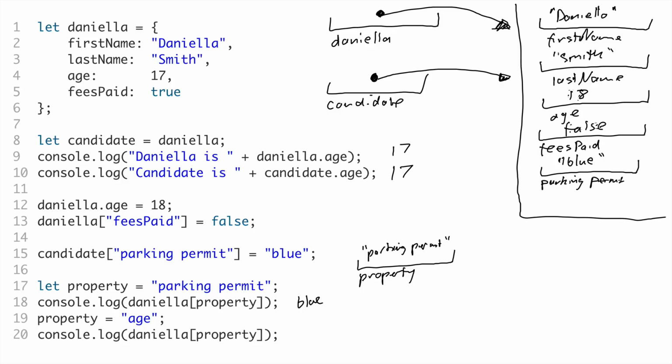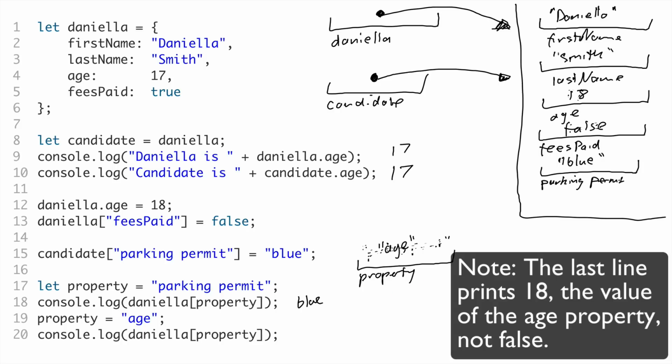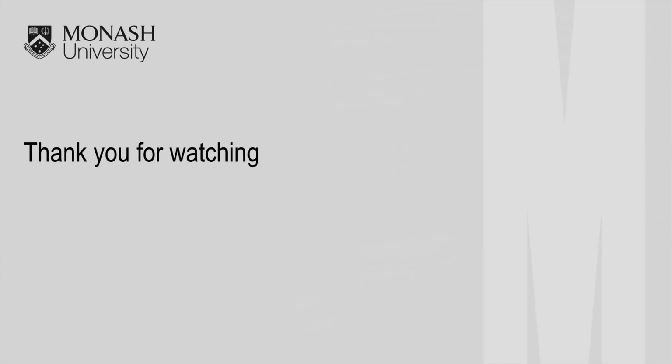Next, we update the value stored in that variable that we just created, property, and we store a new value in there, which is age. We then do exactly the same line. This time our property variable refers to the age, which is false here, so this line would log out false. Okay, so that's a quick overview of objects and how referencing of objects works. Thanks for watching.